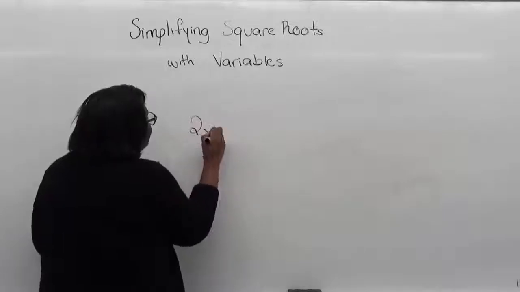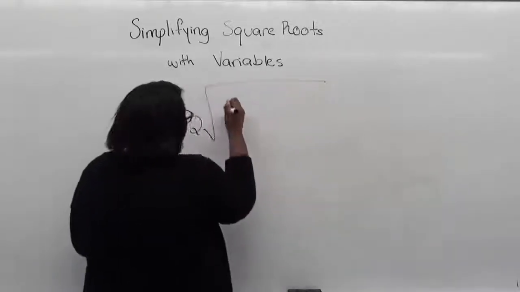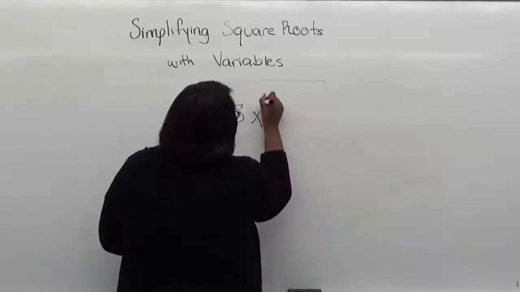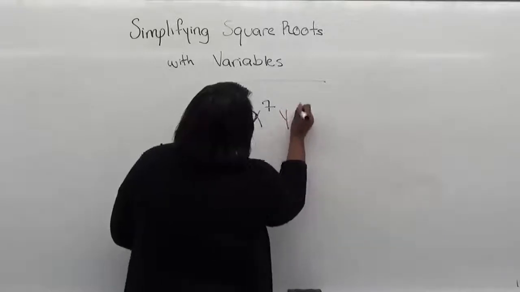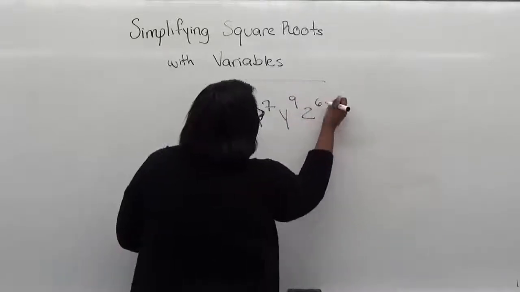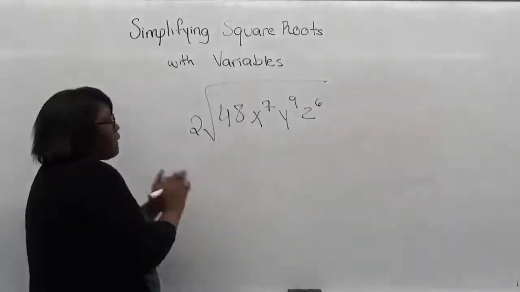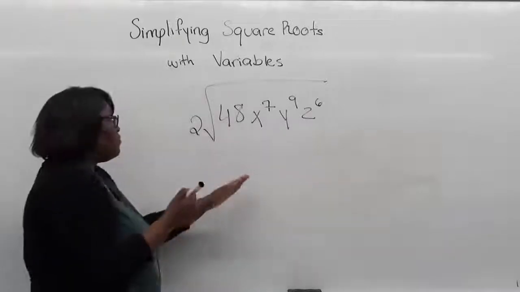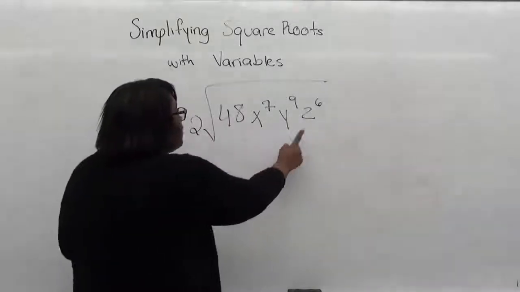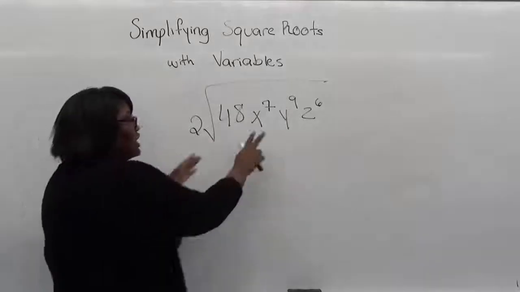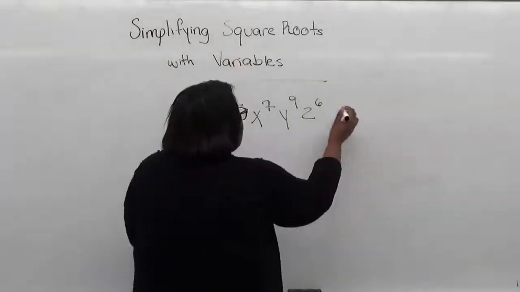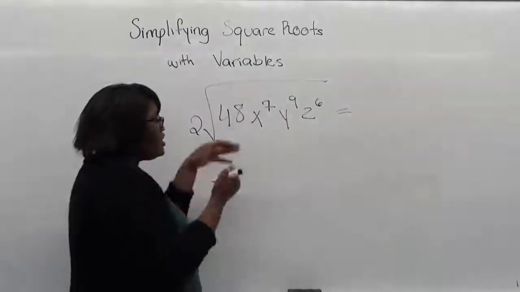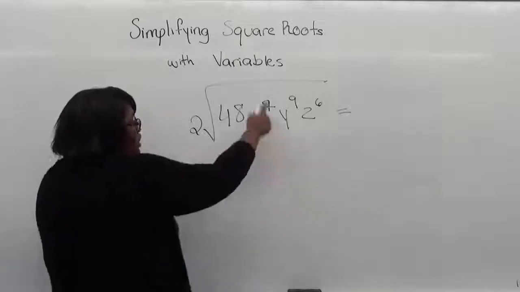Now, like the example said, we have 2 times the square root of 48 x to the 7th, y to the 9th, z to the 6th. Now here, as you can see, we have 3 different variables now. And since they're all different, we can't multiply them, so we have to keep them separate. So first thing first, we have 2 odd exponents. So again, rewrite it so we can have an even exponent. So we're going to take out 1.